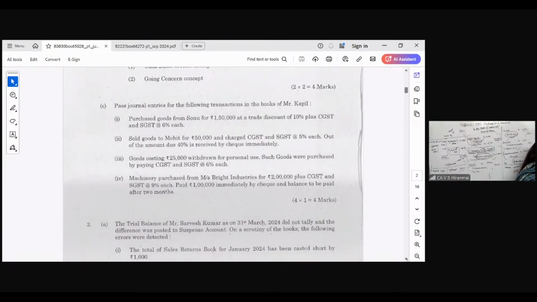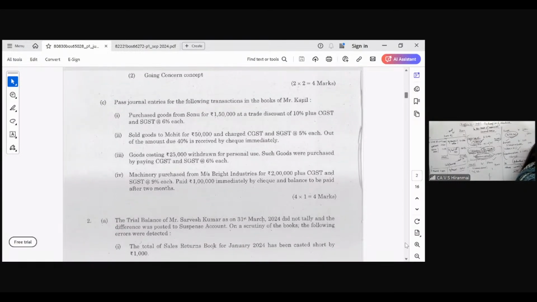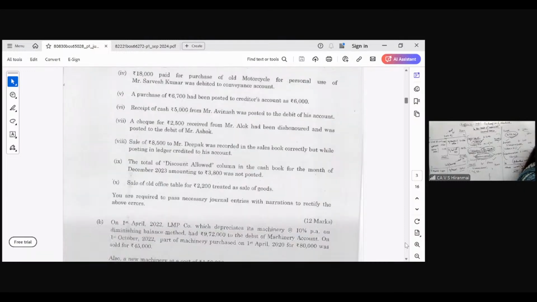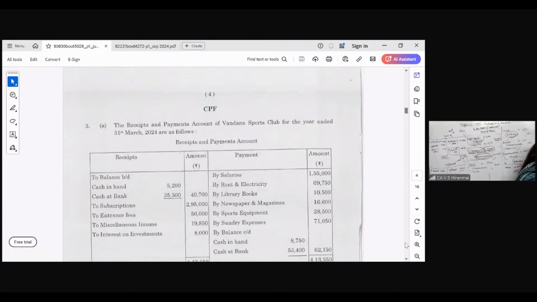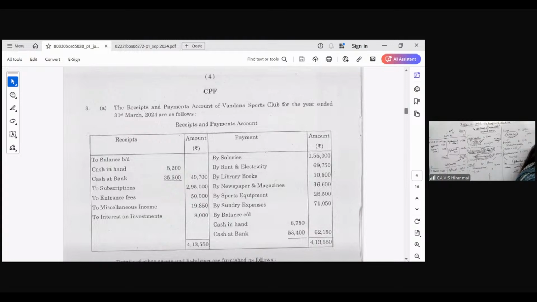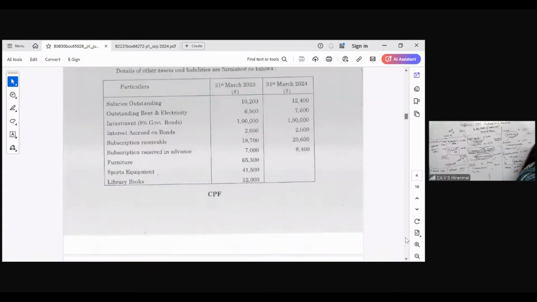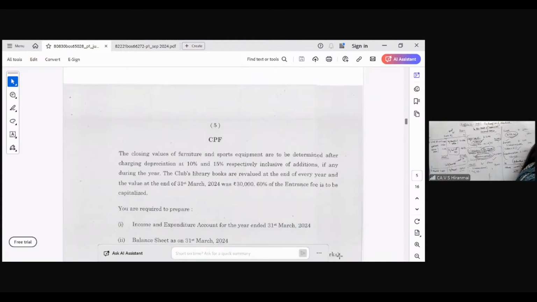Okay. So now the other parts, if you can see question number 2, question number 3, they will come chapter wise only. So you will be having the rectification of errors and the BRS that's coming up. And then you have the depreciation. See here, this is an NPO question, Vandana Sports Club, that is 3A. So this full question has come for 12 marks. If they're asking you to prepare income and expenditure account, balance sheet, you will get a full question for 12 marks.